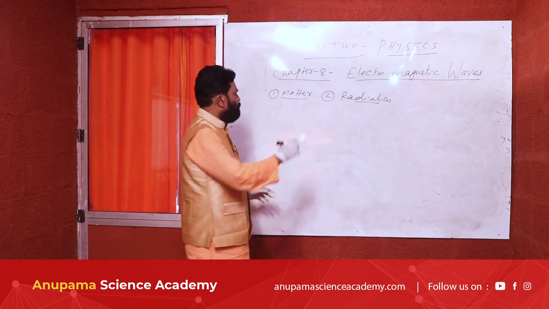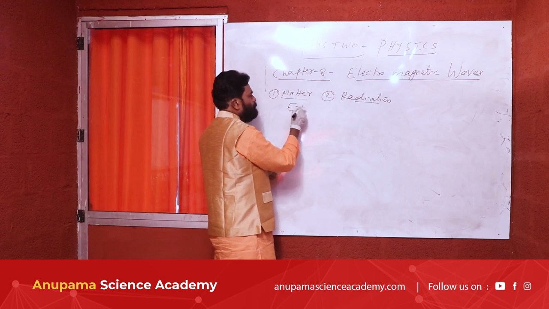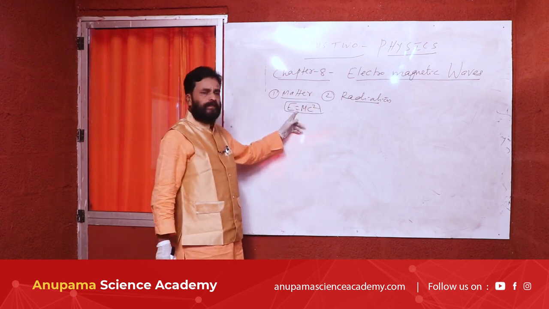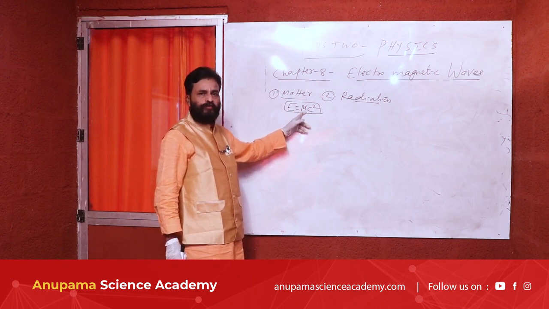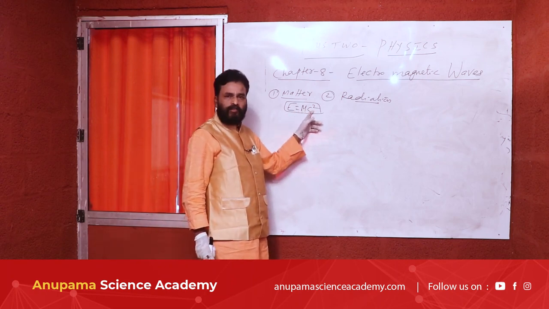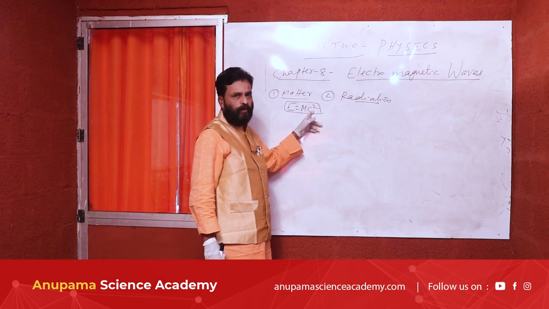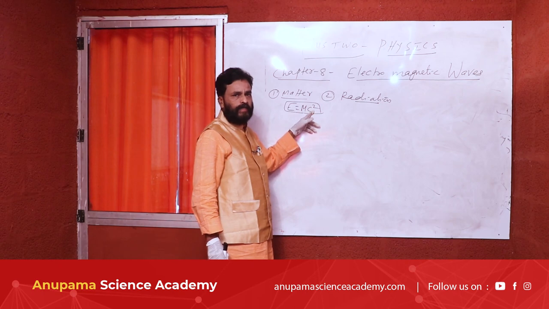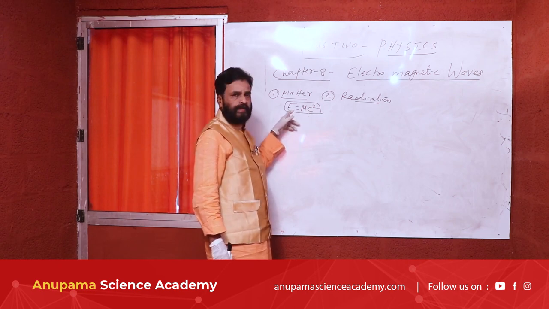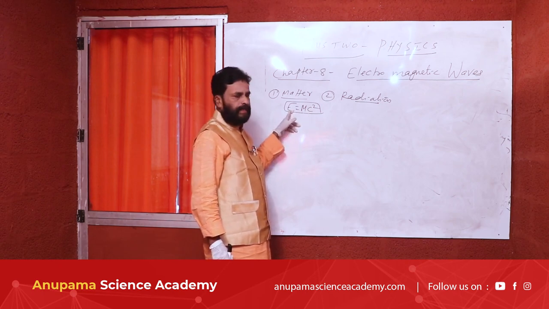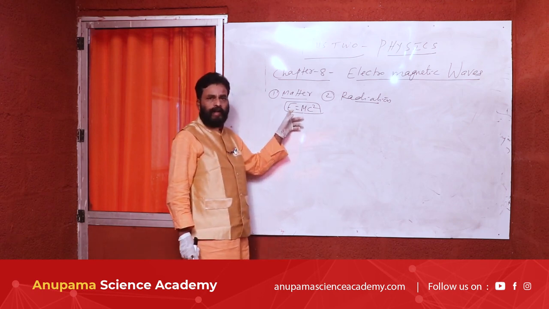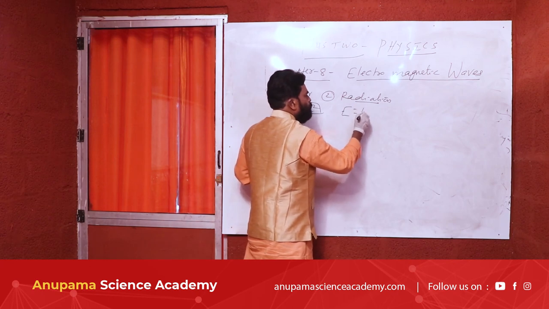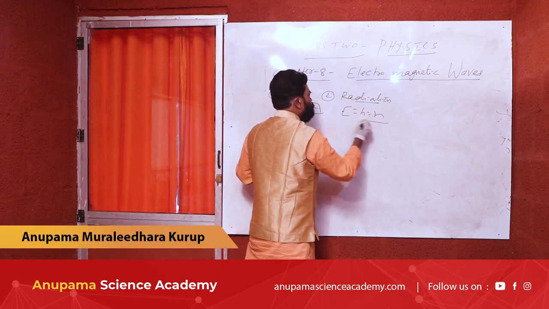You know the expression for matter, E equals mc square. E is energy, m is mass, the amount of matter, and c is a constant, the speed of light in free space. The value of c is 3 into 10 raised to 8 meter per second. This equation is by Albert Einstein from the theory of relativity. And for radiation, E is equal to h nu.